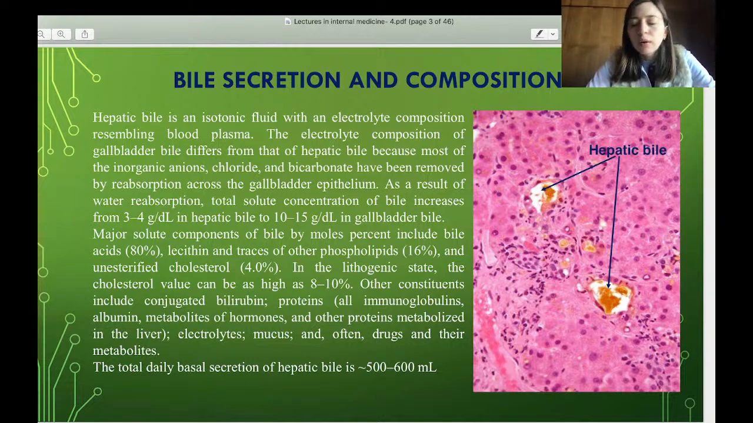Other constituents include conjugated bilirubin, proteins, electrolytes, and often drugs and other metabolites. The total daily basal secretion of hepatic bile is 500 to 600 milliliters.